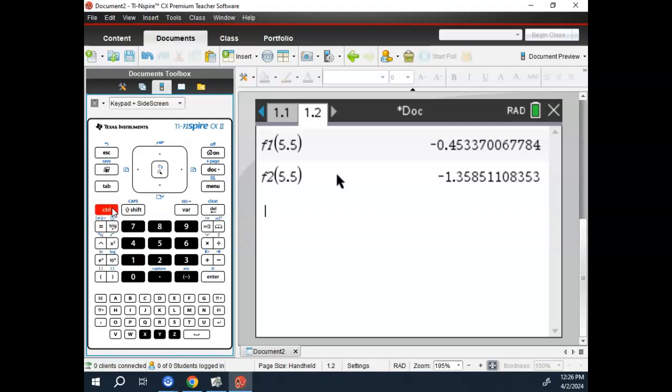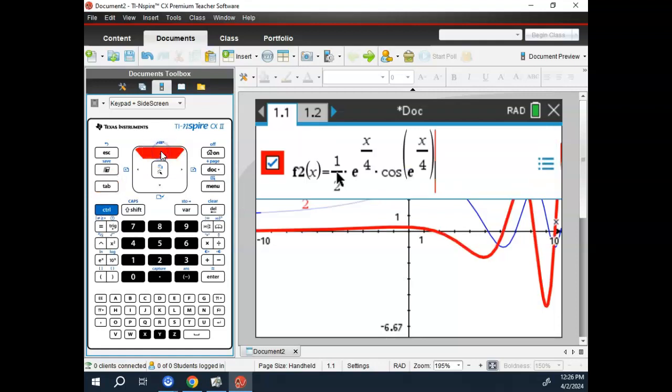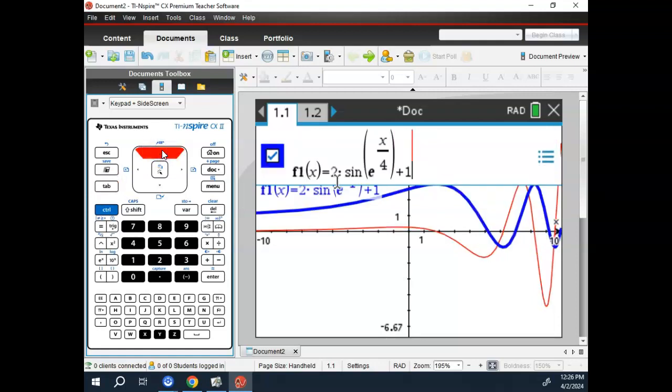Now let's go back and look at our graphs. If I want to go back and look at my graph, the way you turn your pages are these arrows right here. So I'm going to hit Control and then to the left. Now I see my graph. So look at your F1. Is that what you have typed in? Say that again.